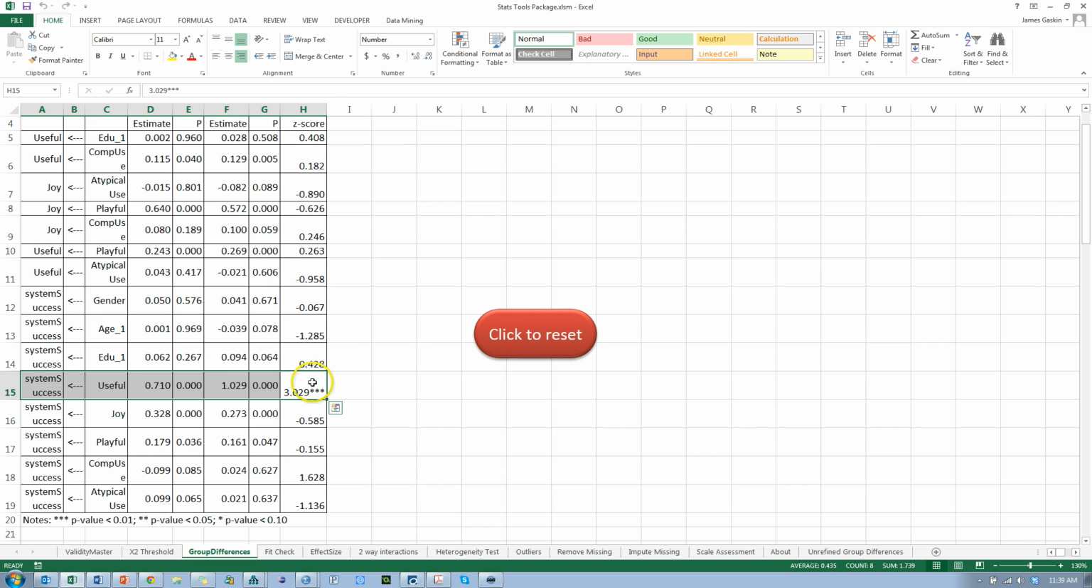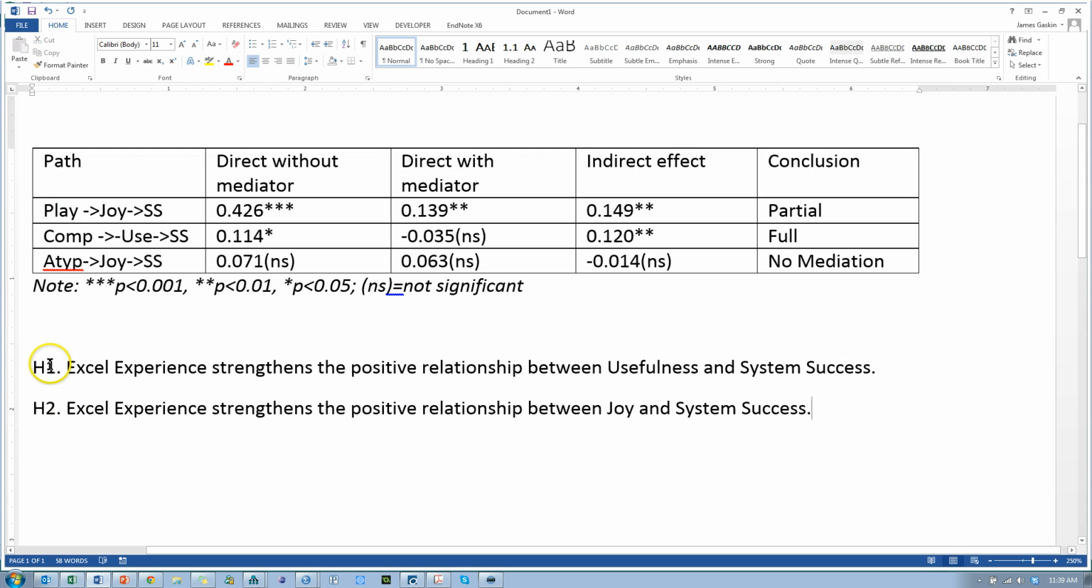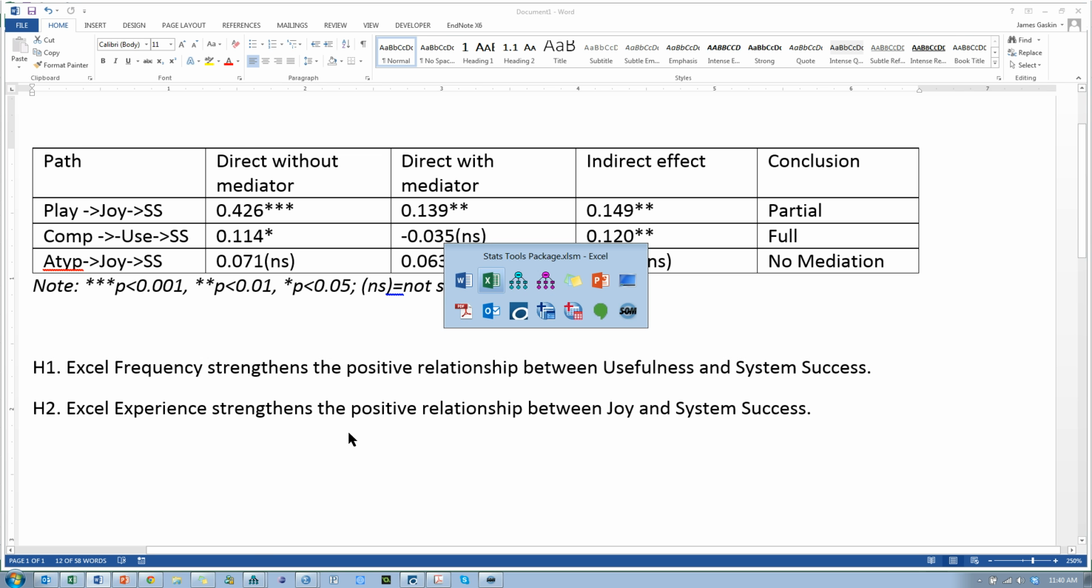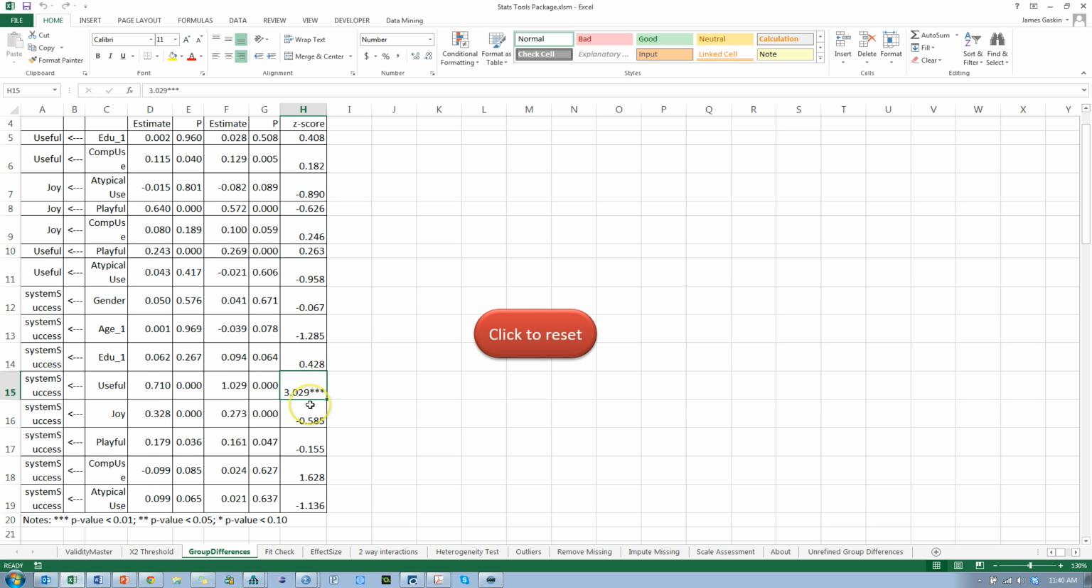Any questions about this? What we found, what it means, what that value means, 3.029. How do you report that? Say your hypothesis was something like this, except it wasn't Excel experience, it was Excel frequency. This is the one we just found support for. When reporting your summary of hypotheses and findings, you'd list this hypothesis, list the evidence. What is the evidence? Is it the regression weight and the significance? The standardized regression weight, which isn't in this table. These are unstandardized.